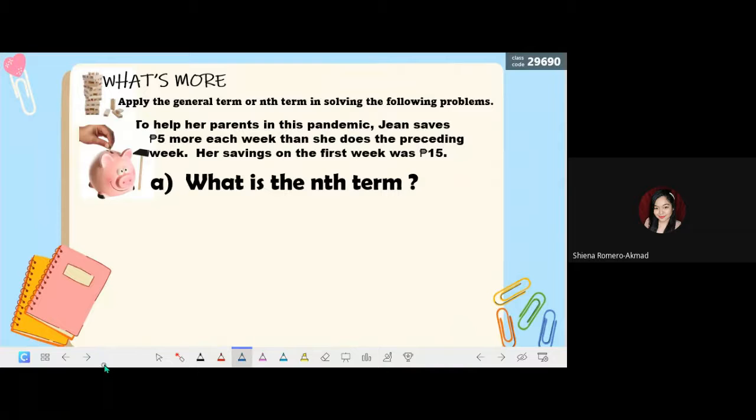Ito naman. Kate. Si Kate. Tama ba to, Kate, ang pagkakatawag? Pakibasa.